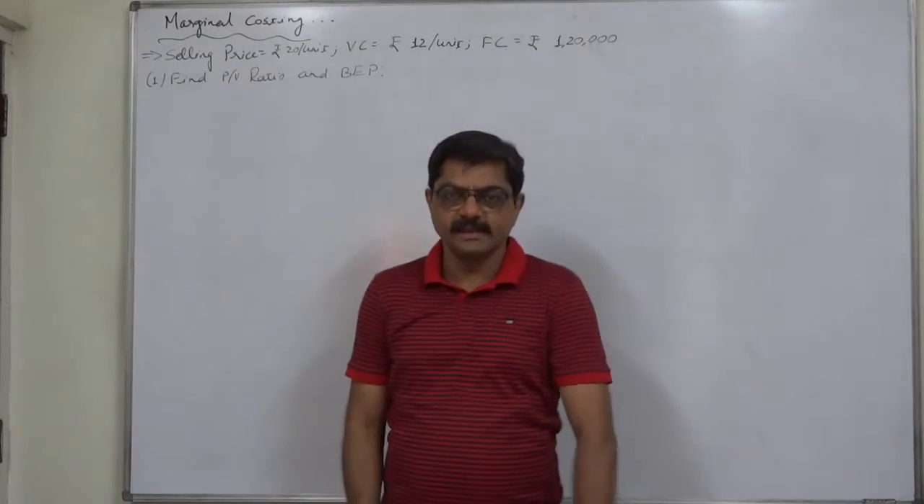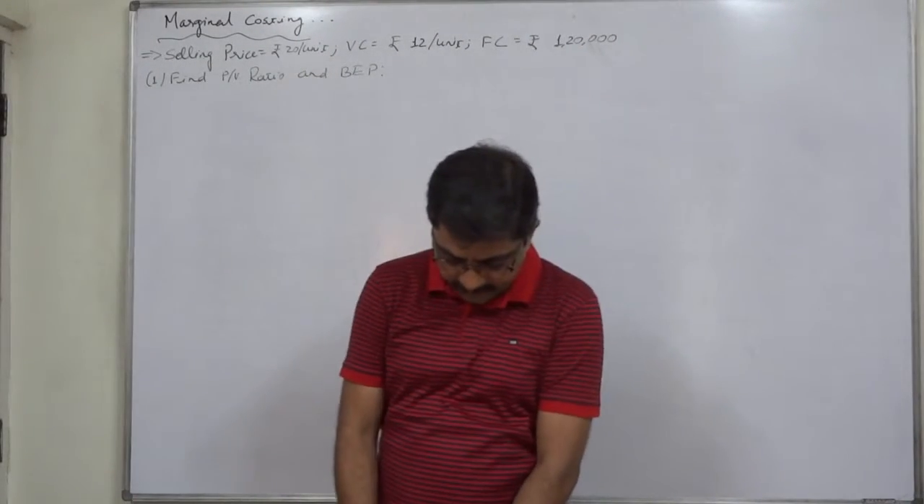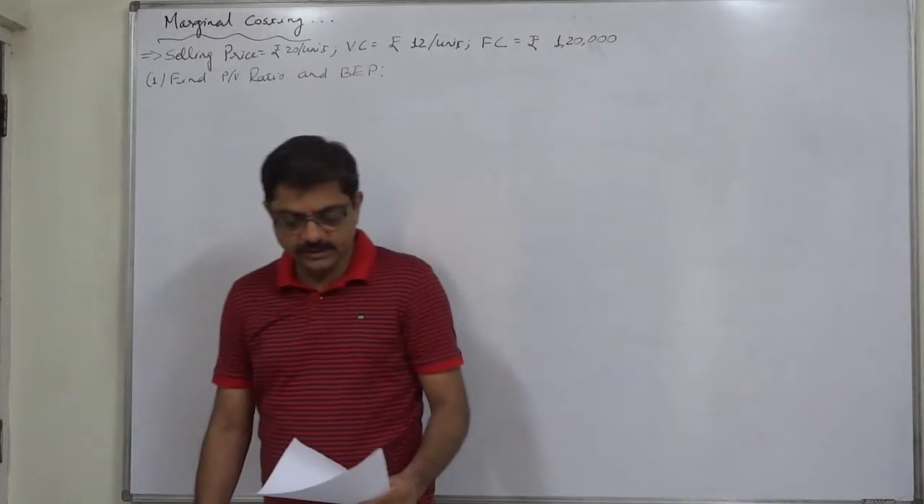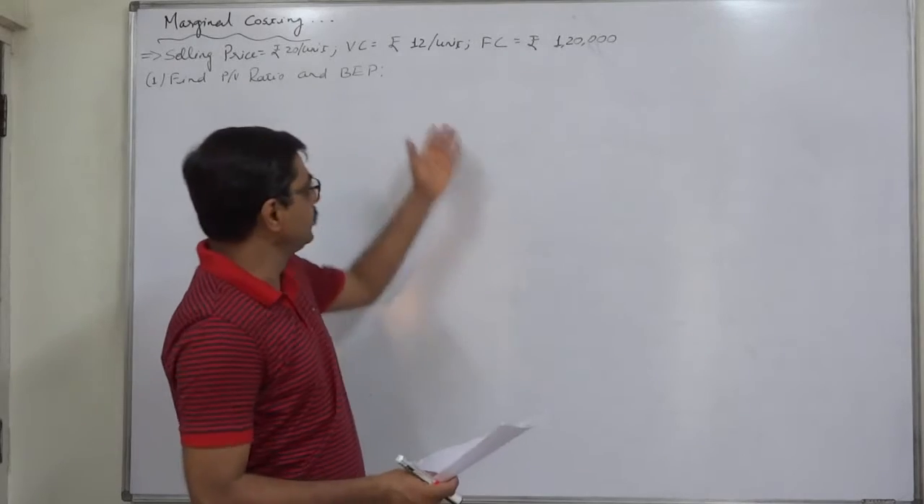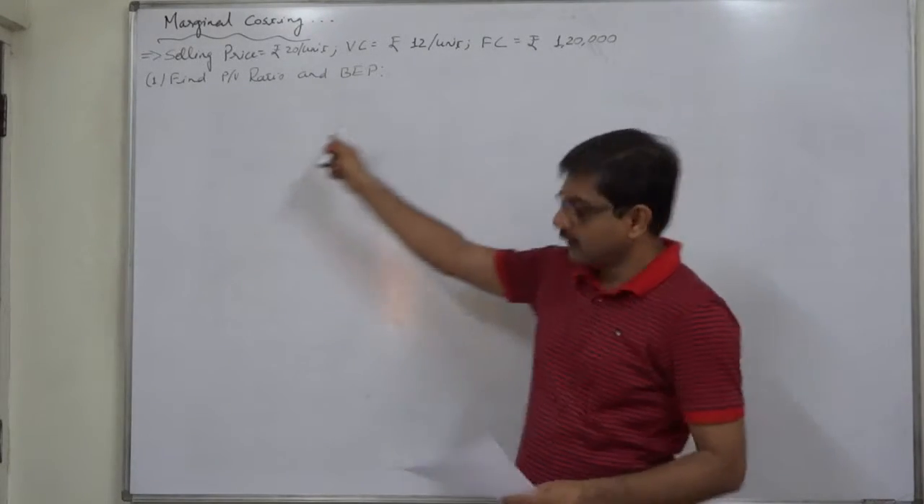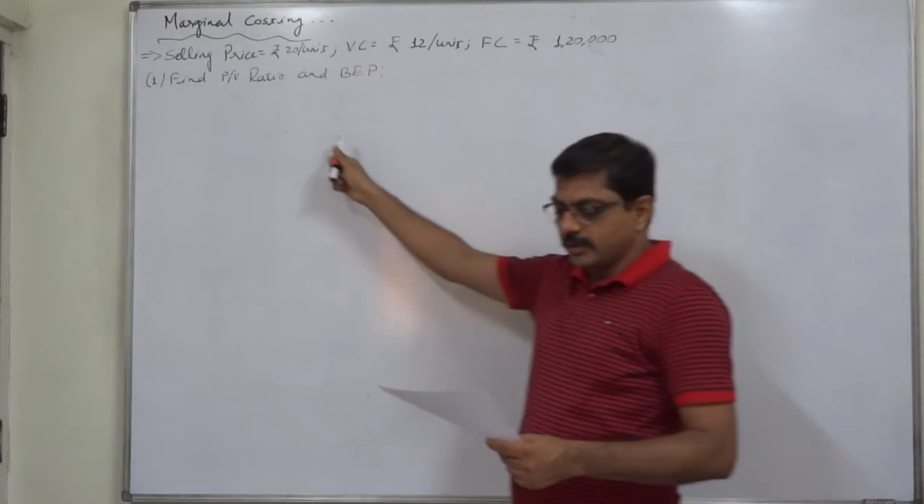Hello and welcome friends. Let us take a new case in the chapter marginal costing. Selling price rupees 20 per unit, variable cost rupees 12 per unit and fixed cost rupees 1,20,000. Number 1, find out PV ratio and break-even point.